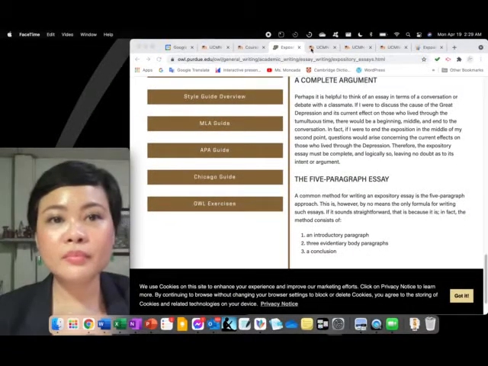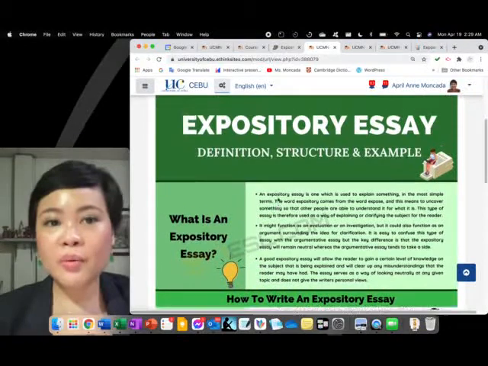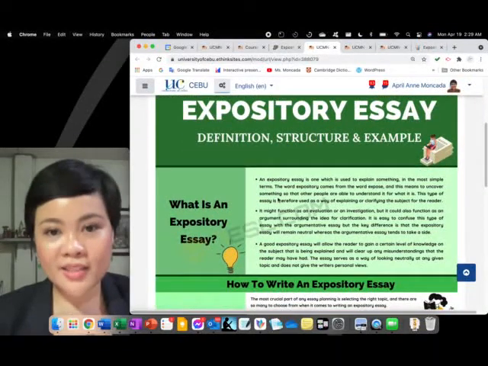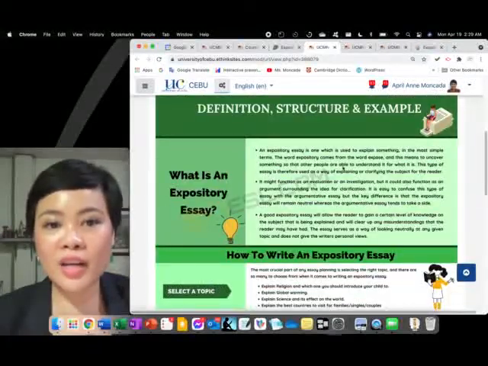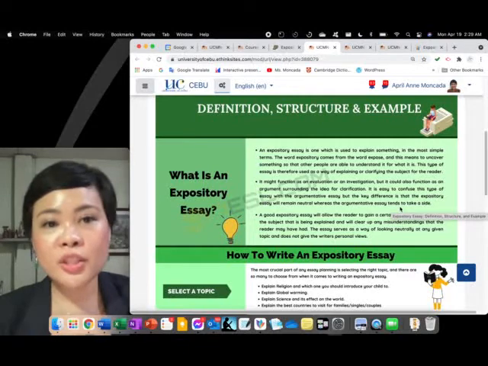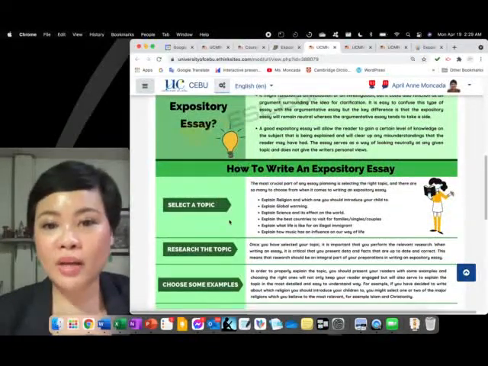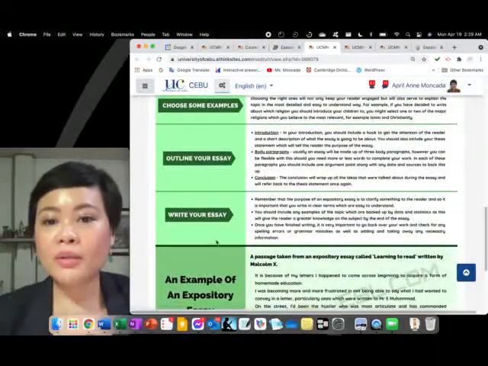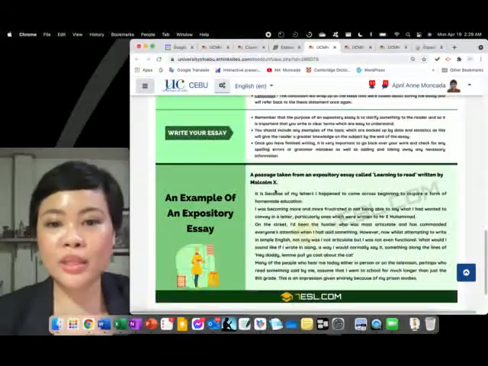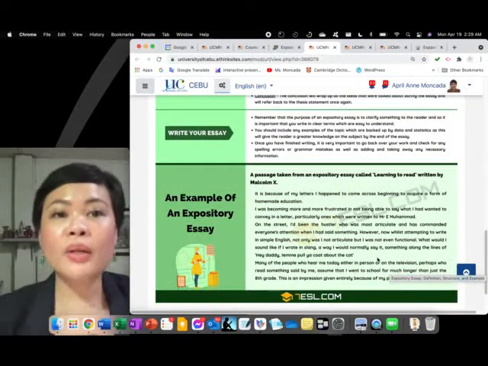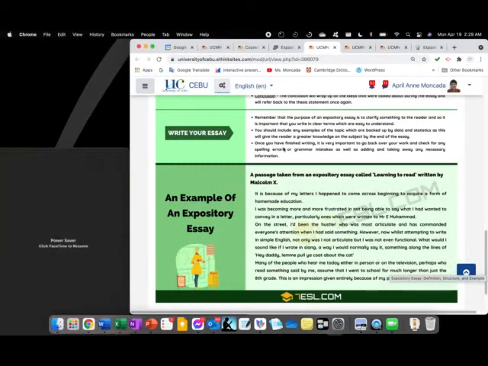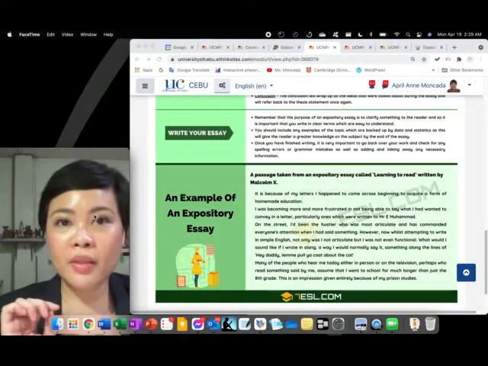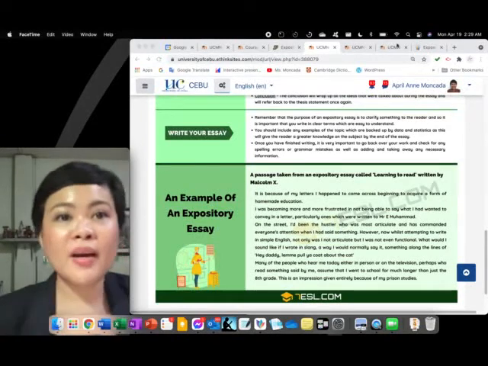All right. And then we have here an infographic about expository essay in case you find it easier to read an infographic. So here are three definitions of what an expository essay is, and then the steps on how to write it, from selecting a topic until writing your essay. And of course, here is a short example, but this is very short. What I'm requiring of you is a five paragraph expository essay. So I will be explaining the five paragraph structure today in this video.